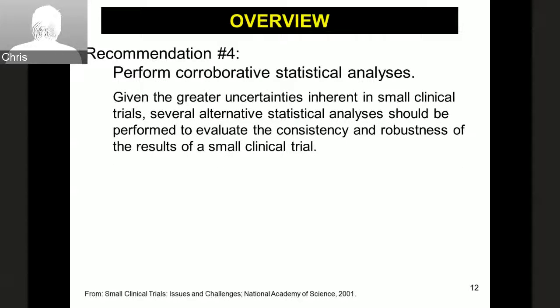The fourth recommendation is to perform corroborative statistical analysis. This is particularly true when you have issues like missing data. You might have a plan in place to look at missing data, but you probably want to have a sensitivity analysis as well, where you would look at several different alternative strategies for handling the missing data.